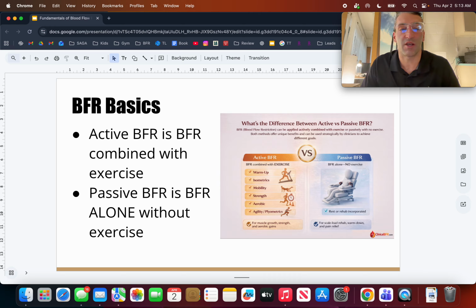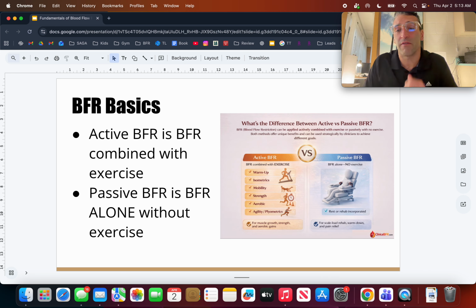Active BFR is combined with exercise. That's what you probably heard about most readily. Active BFR, our rehab is more often than not, it's going to be active BFR. BFR with aerobic on the bike, walking, upper body bike, the elliptical. That's going to be active BFR.